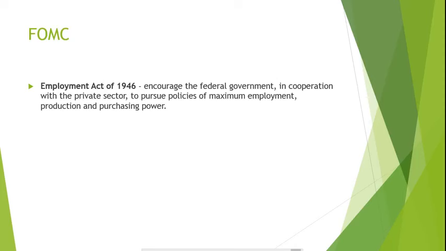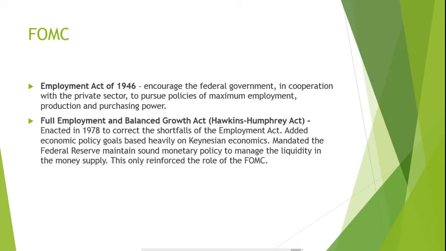The act fell short of specificity, but continued to be the guide for monetary policy until high inflation and high unemployment began to creep into the economy in the 1970s. In 1978, Congress moved to correct the shortcomings of the 1946 Act by enacting the Full Employment and Balanced Growth Act, also known as the Hawkins-Humphrey Act. The act added robust new economic policy goals and the means by which to accomplish those goals.